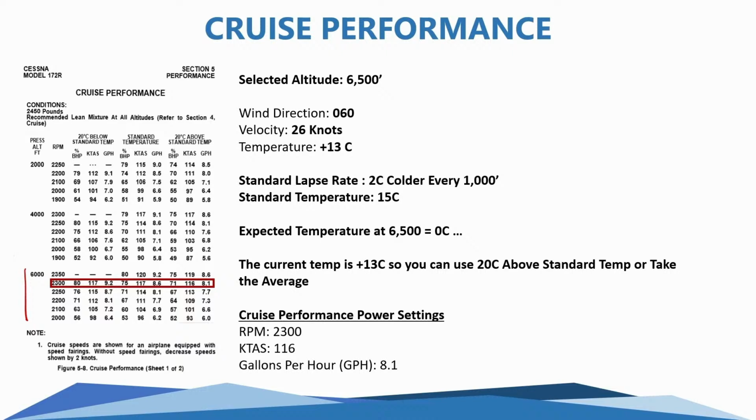And the next question is, are we going to use the standard temperature, the 20 degrees above standard temperature to the right, or 20 degrees below standard temperature? So if we remember going back, our standard lapse rate is 2 degrees every 1,000 feet. So every 1,000 feet that we climb, it should theoretically get 2 degrees colder. And we have a standard temperature at sea level of 15 degrees Celsius. So very simply, we have an expectation that at 6,500, it should be roughly 0 degrees Celsius, okay?